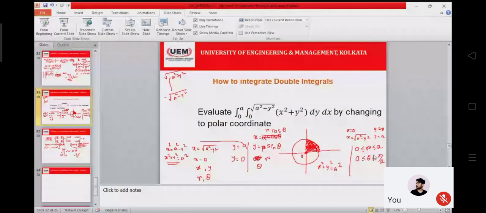What will be the changes in the new limits? What do you think, from where should theta start, and r? Tell me. Minus a. Exactly. R in that case will run from minus a to a.